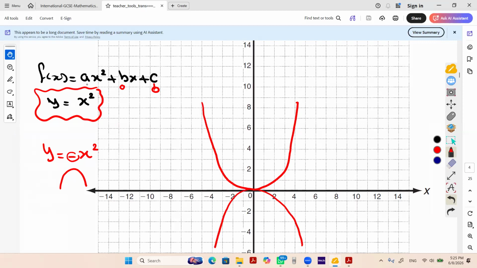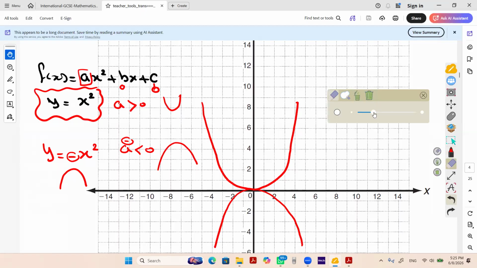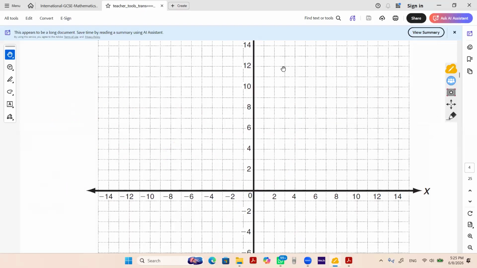So what is the sign of a when a is more than 0? The function is upward. When a, which is the coefficient of x squared, is less than 0, it means negative, so the quadratic function will be downward. Okay? You understand it? Yeah. Layan, do you have any question? No, sir, I understand it. Okay.